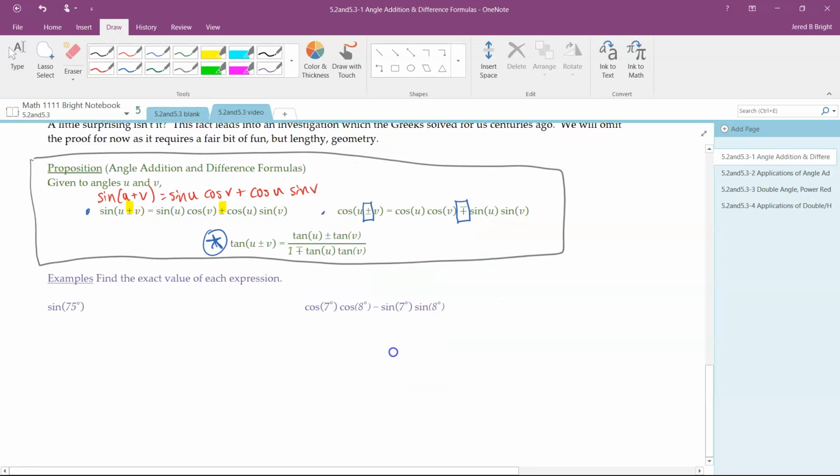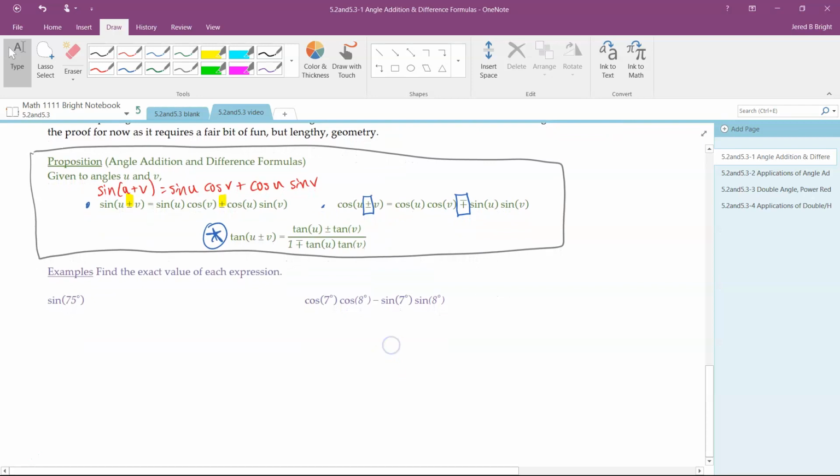Okay, so just to put these skills to use, we're going to do some examples. Sine of 75, and then we want to find the exact value. So this is not punch it in your calculator and get a decimal. This is find it in terms of square roots. And then we have another example over here. I want to do the first one with you, and you get to do the second one.